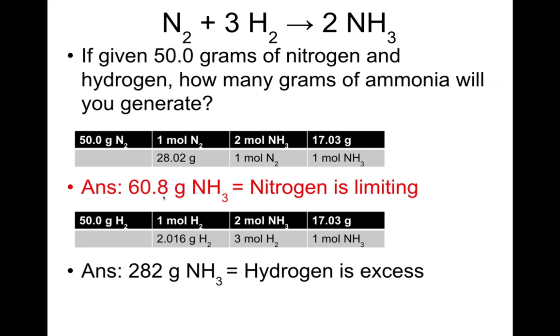Because the 60.8 is less than the 282, this is limiting and this is excess. So the maximum amount of ammonia I can generate from these two reactants is 60.8 grams NH3. And again, that's it. Once you understand all you need is two T-charts, you're going with the lowest one. Limiting reactant isn't that much more work than stoichiometry.